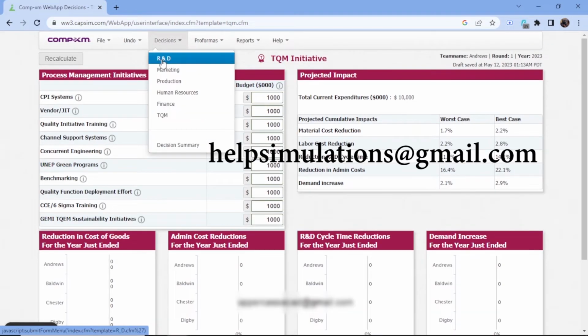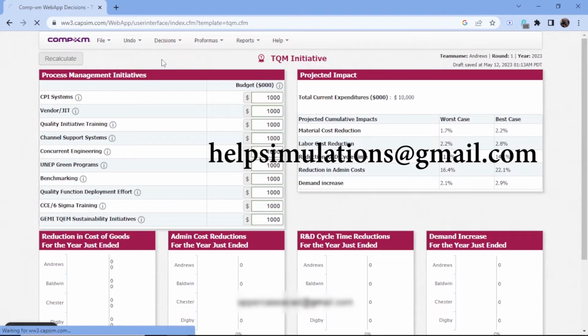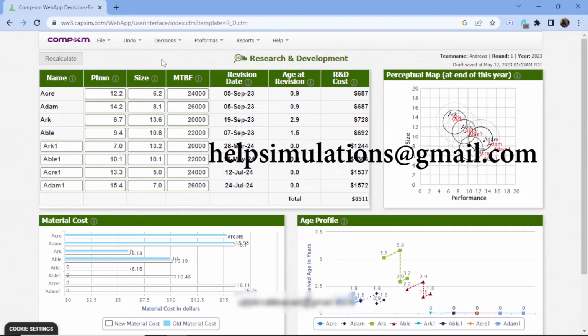So I'll go back to my R&D to see how my R&D is faring. Here they were coming out in October, but you see that it has changed. Now they have been pushed back, so the cycle time has been reduced to September. So the next decisions is the marketing page.